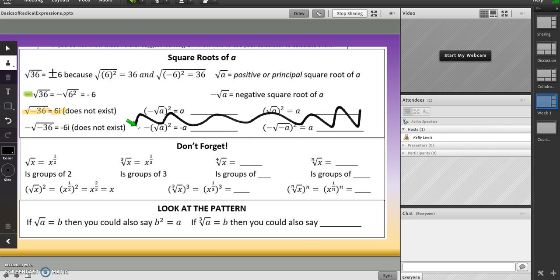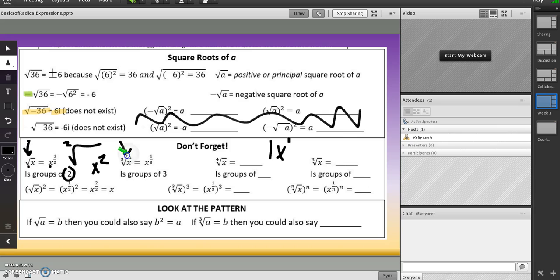All right, square root, remember, there's an invisible 2 right there. Just like if we had x, there's an invisible x to the first, an invisible 1 right there. The square root is the same as x to the 1/2 power, and we're going to take out groups of 2 because squared and square root are inverses, just like multiplication and division are inverses, or addition and subtraction are inverses.